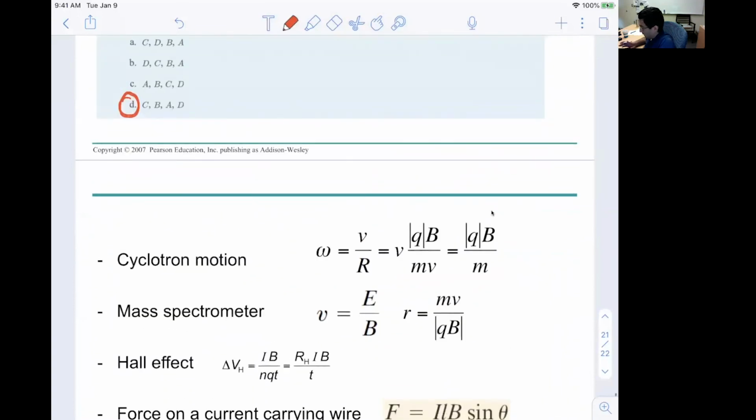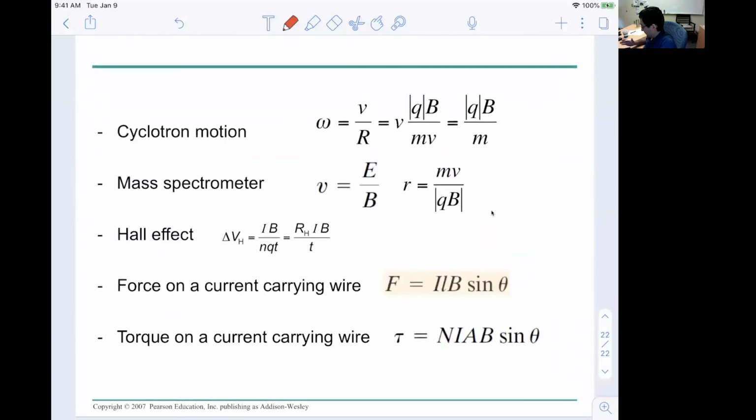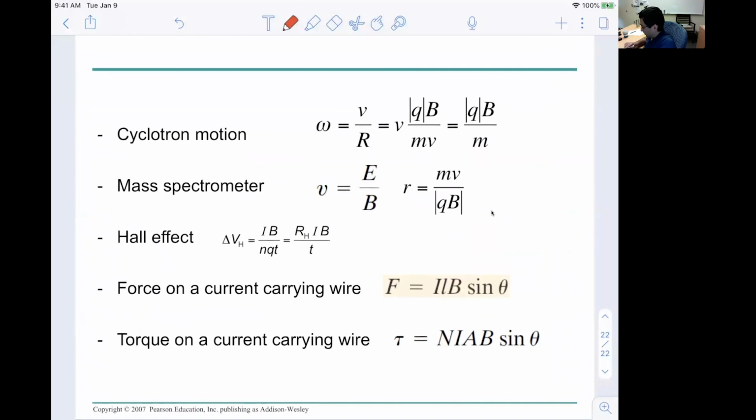That's all for this lecture 2, and you can see some summaries here. We talked about cyclotron motion, mass spectrometer, Hall effect, force on a current carrying wire, and the torque on a current carrying wire. So see you next time at lecture 3.